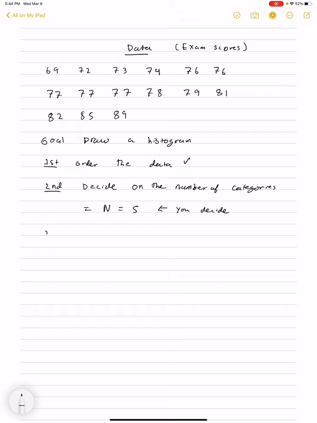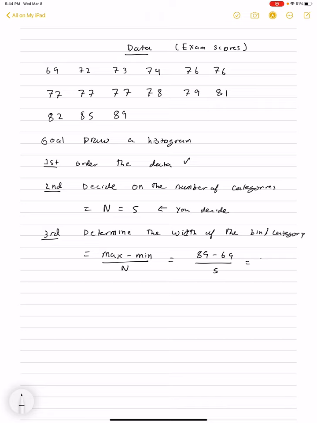So, third is to determine the width of the category. This is calculated by the max minus the min divided by n. So this will be 89 minus 69 divided by 5. That's going to be 20 over 5. That's going to be 4. So our width is going to be 4.